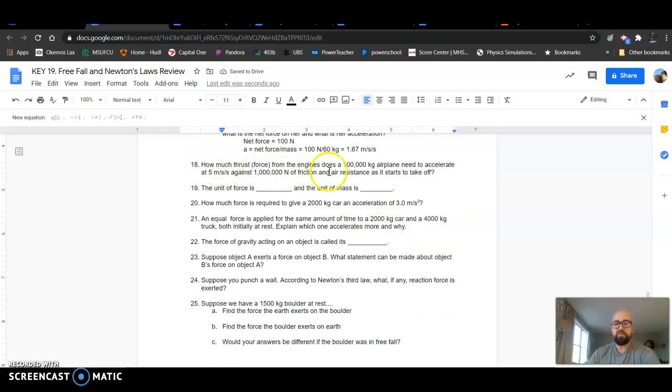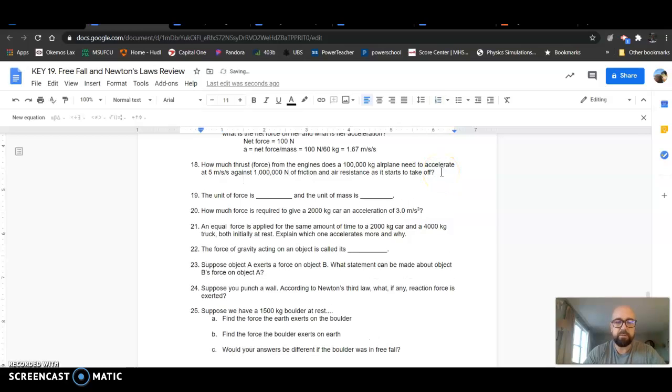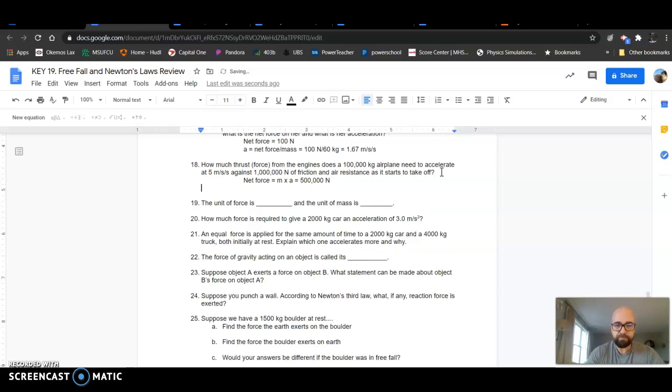How much thrust or force from the engines does a 1,000 kilogram airplane need to accelerate at 500 meters per second squared against 1 million newtons of friction and air resistance? So big numbers here. I wish I had smaller numbers, but I don't. I have the acceleration and I have the mass, so I know the net force equals mass times acceleration. So that is 100,000 times 5, 500,000 newtons.